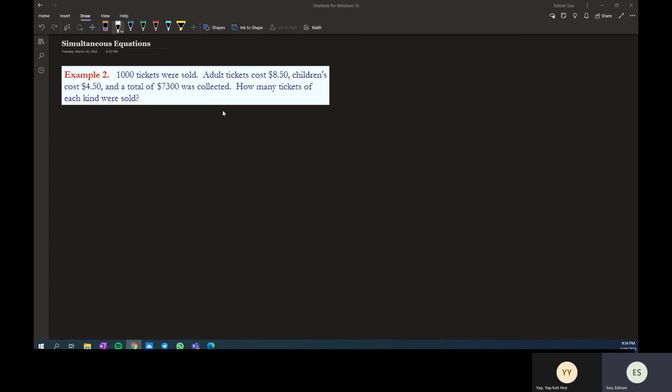1,000 tickets were sold. Adult tickets cost $8.50 and children's tickets cost $4.50, and a total of $7,300 was collected. So how many tickets of each kind were sold? Right. So right now we have 2 variables, and I'm going to denote X as the number of adult tickets, and Y as the number of children tickets.